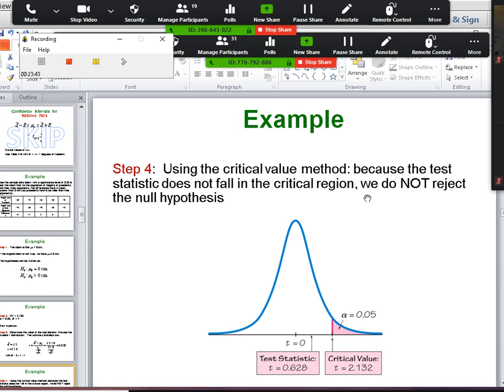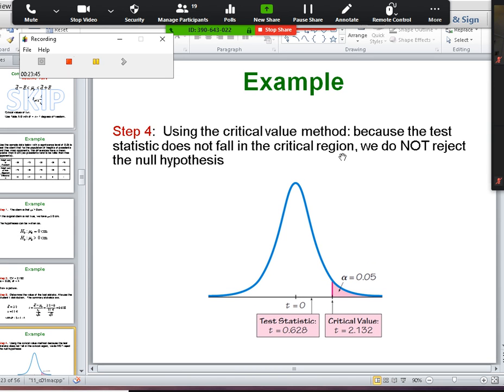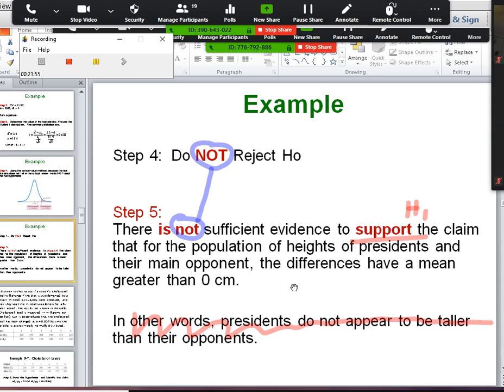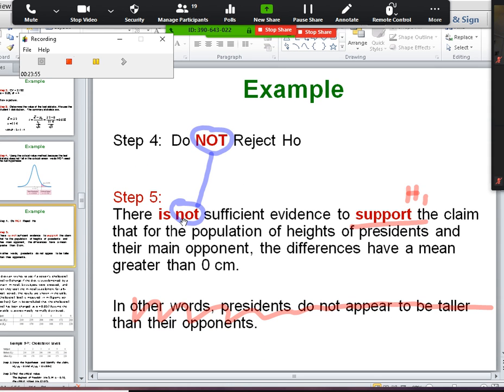So then we'll scoot down to here. We do not reject H naught, because you can see it's totally in the do not reject region. It's just a better picture. So we do not reject H naught, which means we do not have sufficient evidence. These go hand in hand. Not there means not there. So do not reject H naught. There's not sufficient evidence to support, because remember, my claim was H1, so I'm going to use the word support here, the claim that the population of heights of presidents and their opponents' differences have a mean greater than 0. We cannot support that. It might be true, but we can't support it. And don't worry about that part. I'm not really worried about that part.